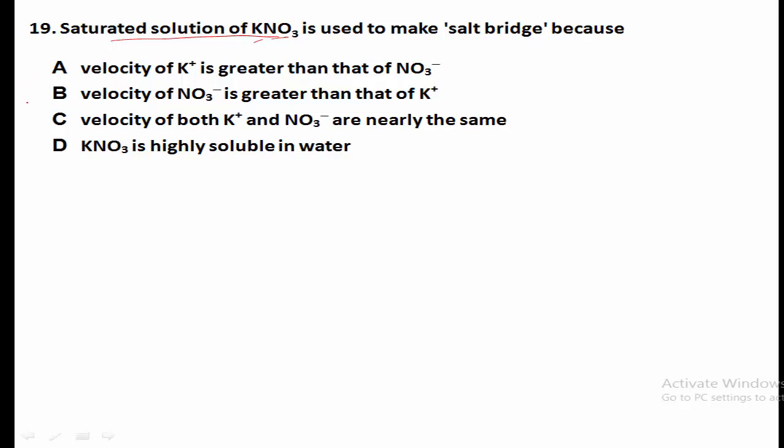So among these four options, which one is right? Velocity of K+ is greater than NO3-? No. Velocity of NO3- is greater than that of K+? It is also wrong. The velocities of both K+ and NO3- are nearly the same. So option C is the right answer.